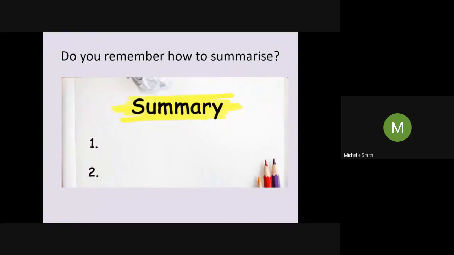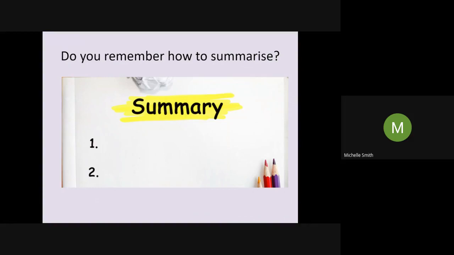Do you remember how to summarize? Remember, this is the key skill that we are working on in question 5. So do you remember how to summarize or what summarizing even means? Feel free to jot down some notes if you want to pause this or maybe just shout at the screen.